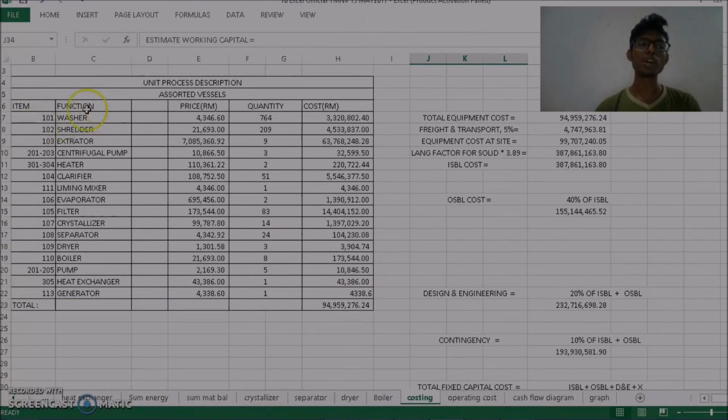Okay, now I'm going to explain about the costing. So this is the table. This one is a column for the equipments. Price. This one is the price for each equipment.